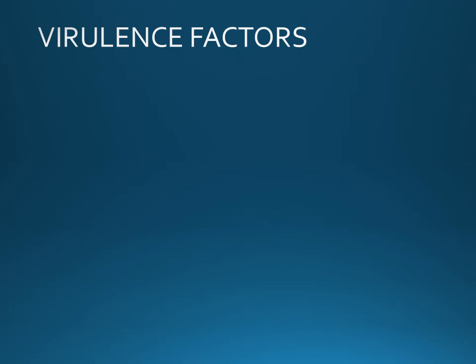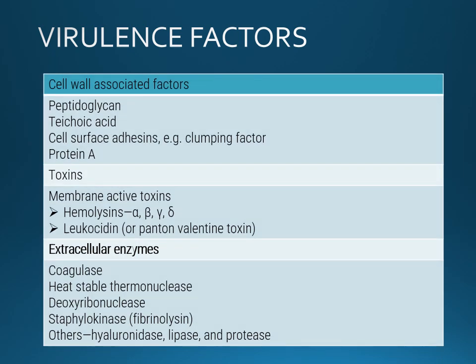Now the virulence factors are also very important, that is, how this bacteria is virulent to any person. What are the factors which support its conversion to disease? That is cell wall associated factors like peptidoglycan, teichoic acid, cell surface adhesins, protein A, all of which help this bacteria. Among the toxins, membrane active toxins are there, hemolysins alpha, beta, gamma and delta, then leukocidin or PVL. The hemolysins mainly lyse RBCs, and the toxin leukocidin lyses the leukocytes.